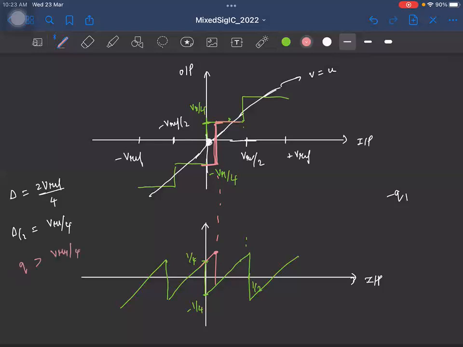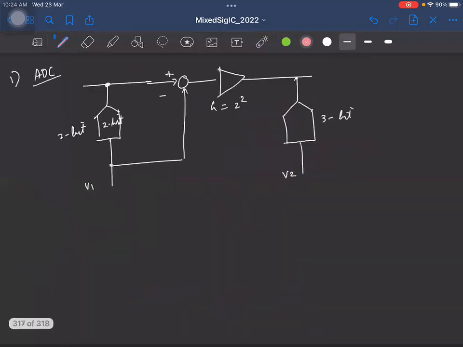The simple thing is, let's say at this point, somewhere in between, the output is minus Vref by 4, but the input is some positive value. If you take the difference, you have some positive value minus of minus Vref by 4, which is obviously greater than Vref by 4. So in general, I can say mod Q will be greater than Vref by 4, because if I have a curve that is shifted like this in the negative side, it will exceed.